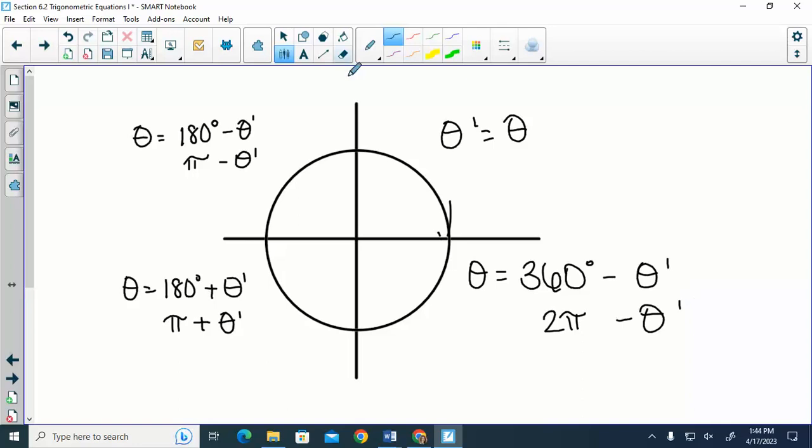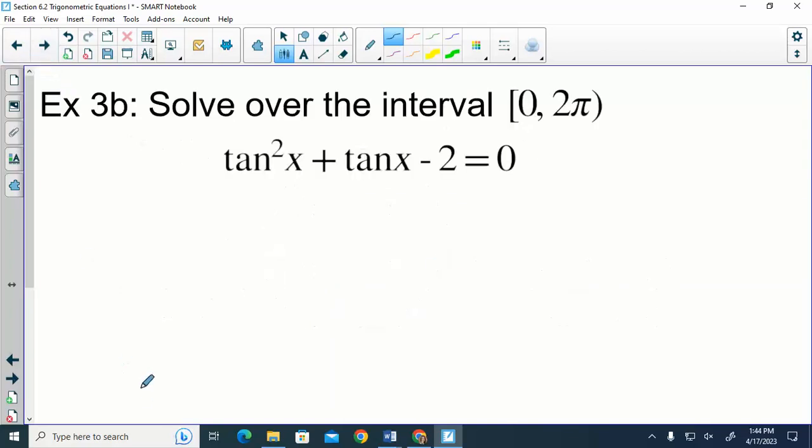Remember the all students take calculus tells you when things are positive. They're all positive in 1. Sine and its reciprocal are positive in 2. Tangent and its reciprocal in 3. Cosine and its reciprocal in 4.